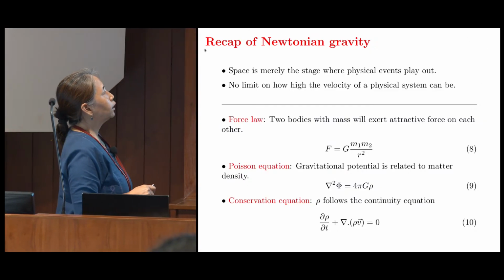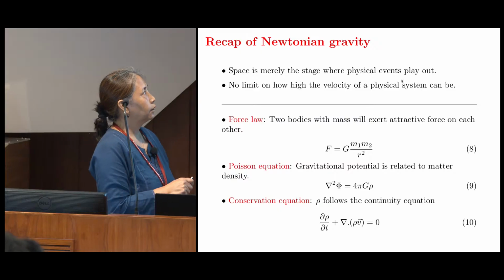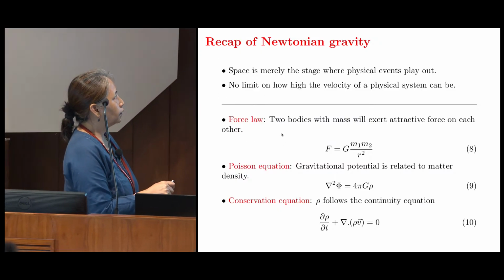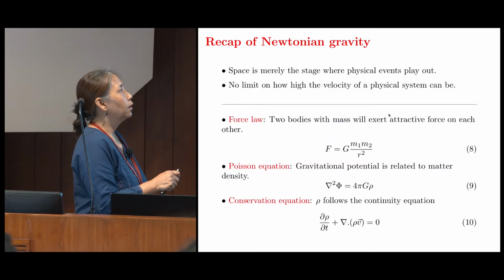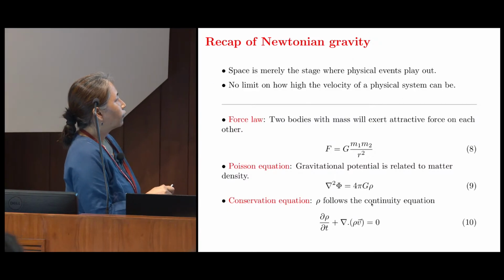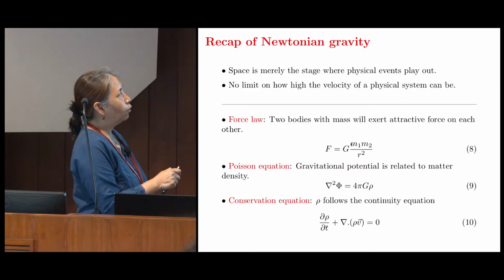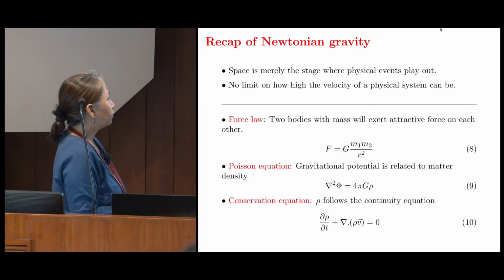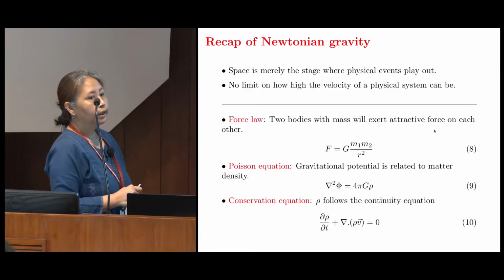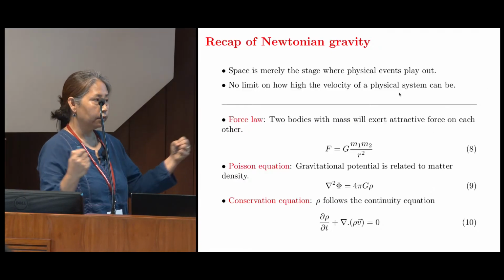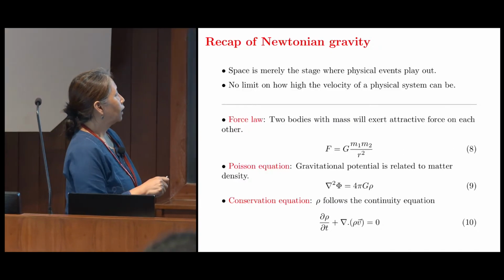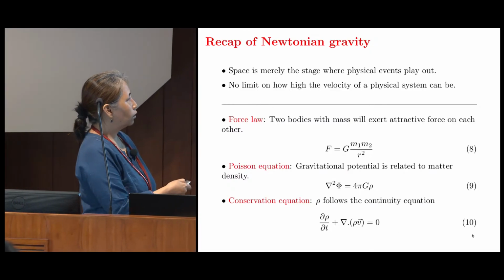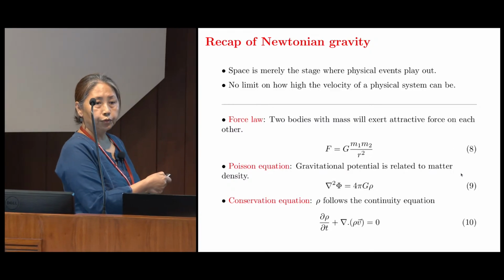Okay, so let's start with Newtonian gravity. In Newtonian gravity, as I have already said, space is not important, it just gives the locations, and there is no speed limit on how material can travel. And for the interactions between different bodies which have mass, we have the force law, Newton's force law, and the force is attractive.